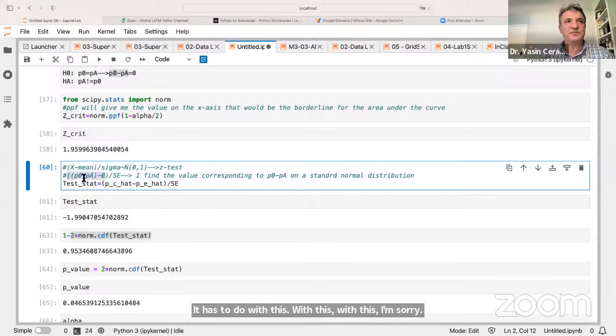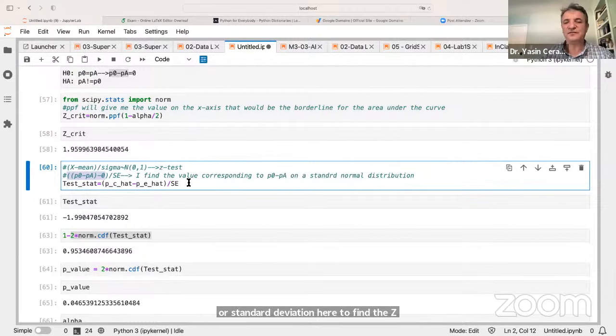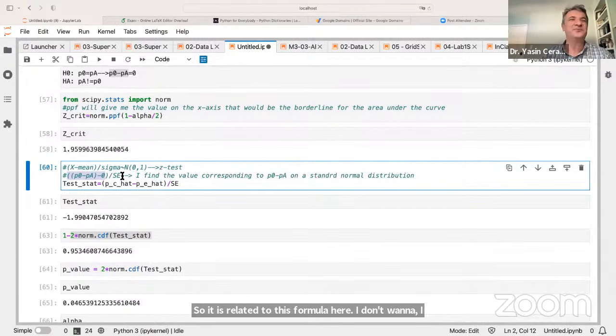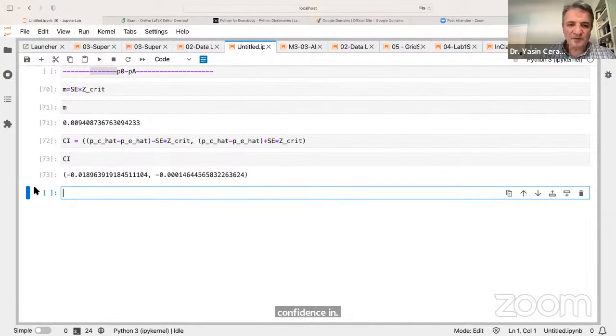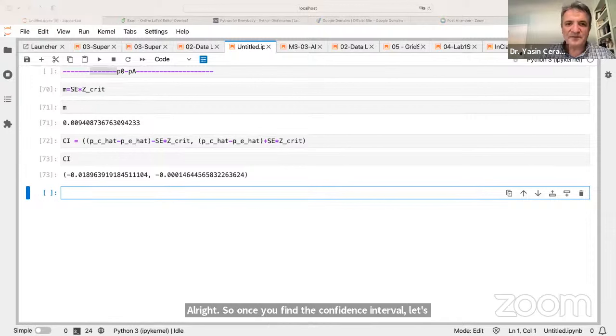So I'm dividing my probability by the standard error, or standard deviation here, to find the Z test score, the test score itself. So it is related to this formula here. I really don't want to get into it now, but it is related to how we get the confidence interval. All right, so once you find the confidence interval, let's wrap this up and finish it, because I feel really tired. So we found the confidence interval.